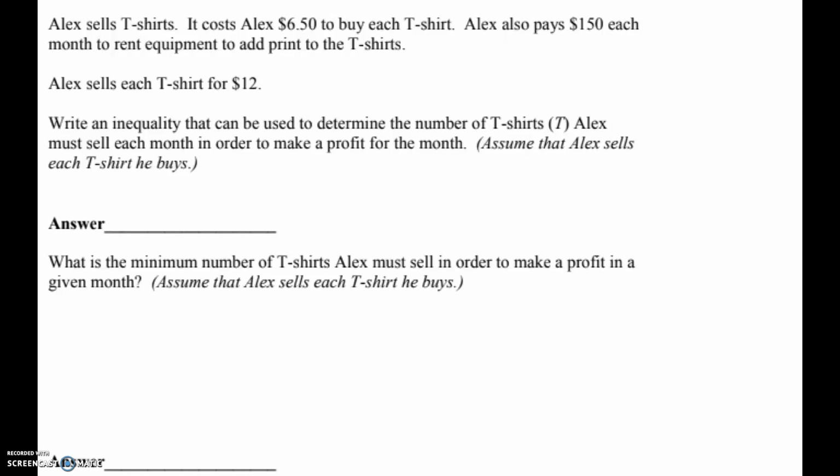Hey everybody, in this video we have a word problem. Alex sells t-shirts. It costs Alex $6.50 to buy each t-shirt. For each t-shirt, Alex also pays $150 each month to rent equipment to add print to the t-shirts. Alright, Alex sells each t-shirt for $12. This is an important number.